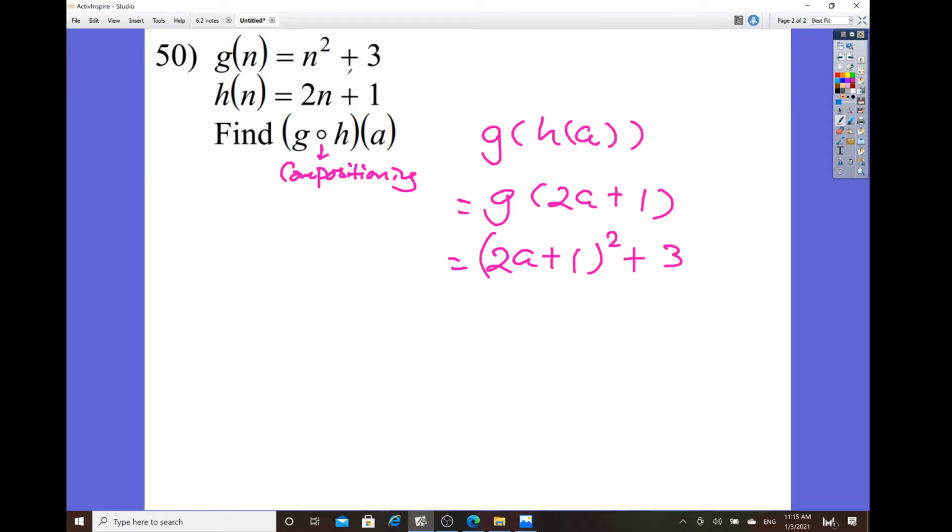So again, composition: replace the old variable with the new expression. And then for the rest of this, we can expand it out. So we do have 4a squared, 2a times 1 times 2, so we do have 4a, and 1 squared, so 1. So this one is a perfect square binomial expansion, and then plus 3. So we write it: 4a squared plus 4a, and then plus 4.